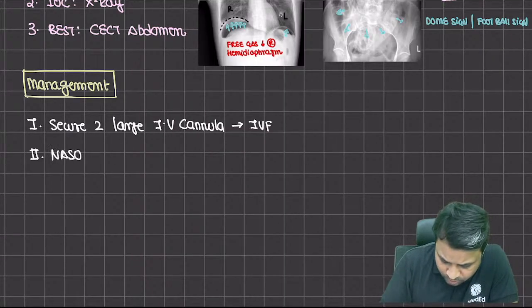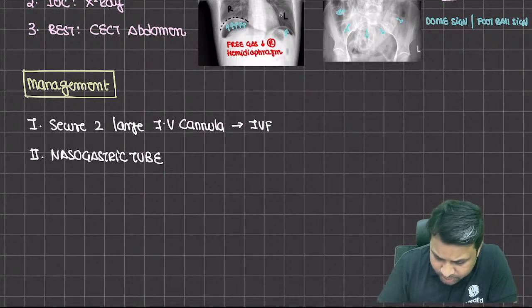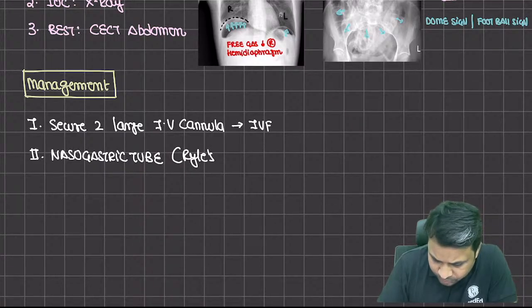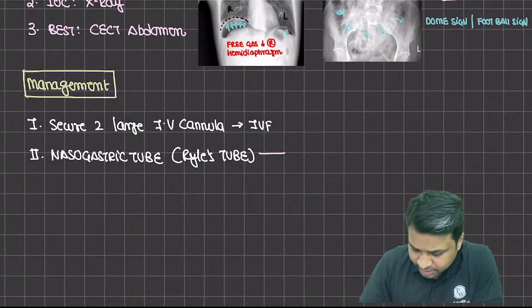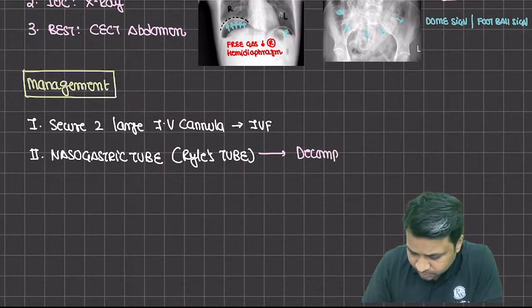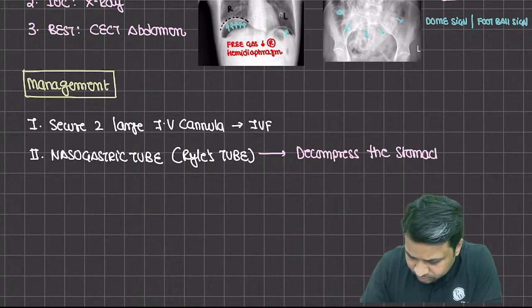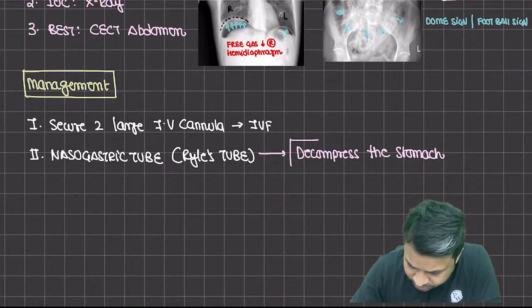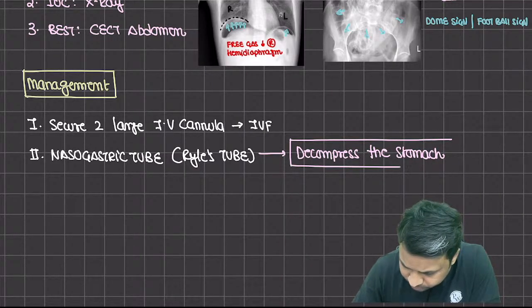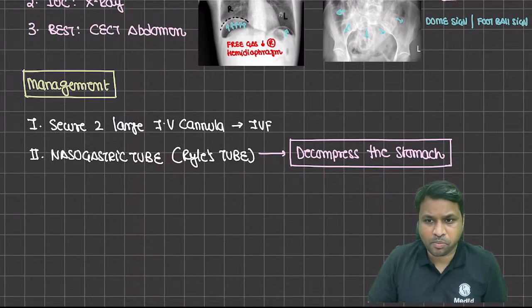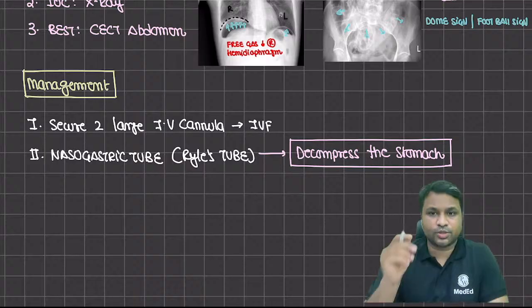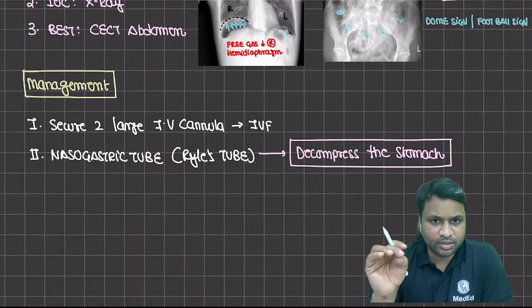Now, this nasogastric tube is also what we call the Ryle's tube. So, insert the Ryle's tube. The purpose of putting the Ryle's tube is to decompress the stomach. So you put a nasogastric tube in order to decompress the stomach. That is the first thing that you do.